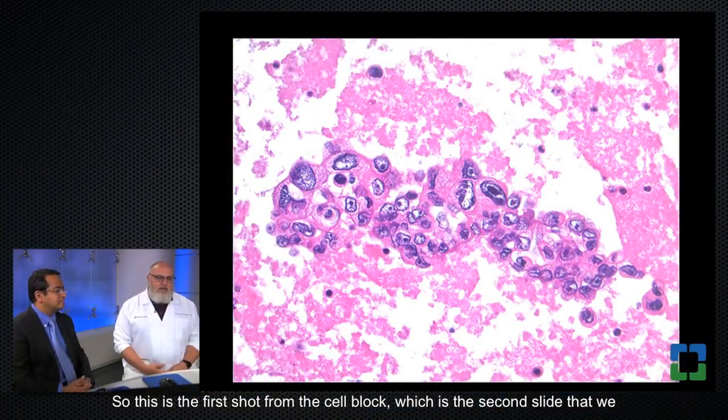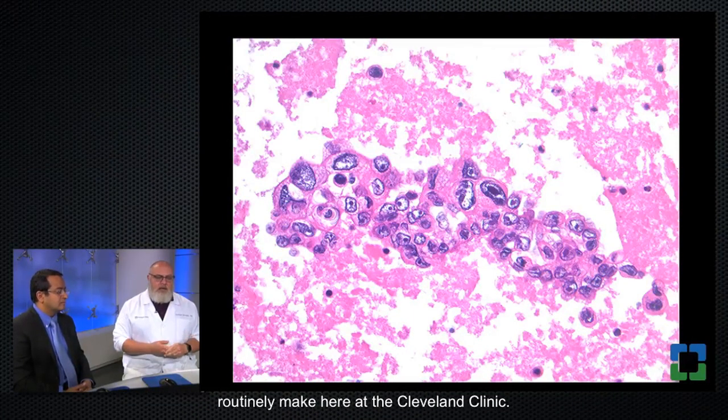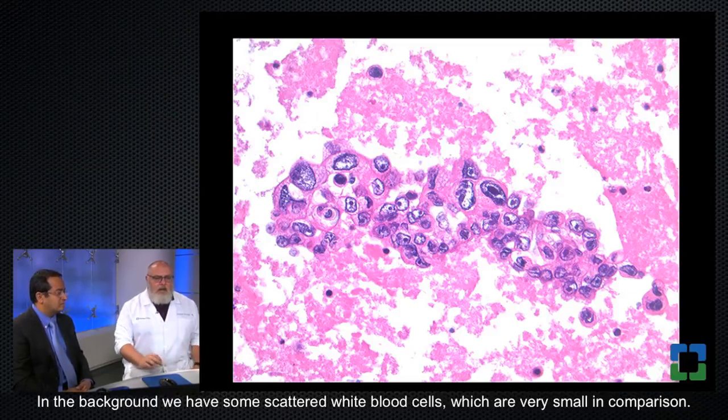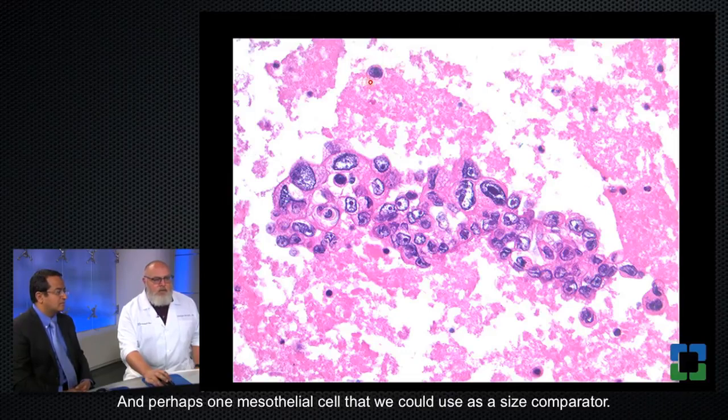So this is the first shot from the cell block, which is the second slide that we routinely make here at the Cleveland Clinic. The background has this kind of particulate, granular, proteinaceous material. In the background, we have some scattered white blood cells, which are very small in comparison, and perhaps one mesothelial cell that we could use as a size comparator.